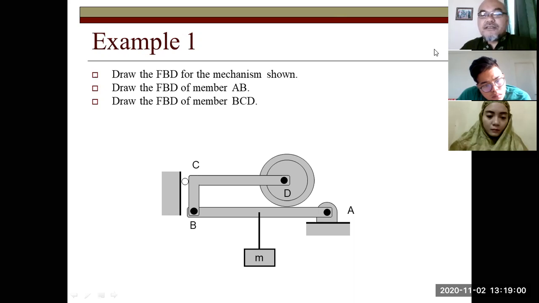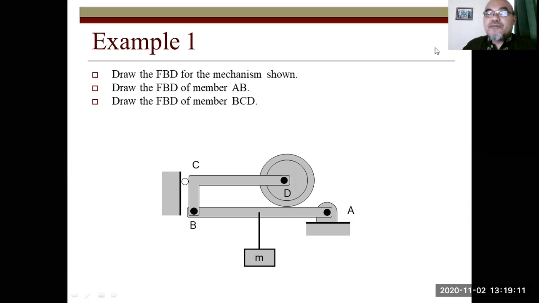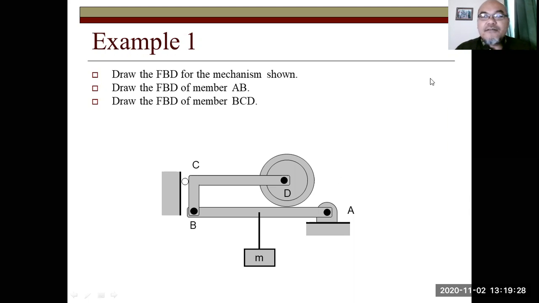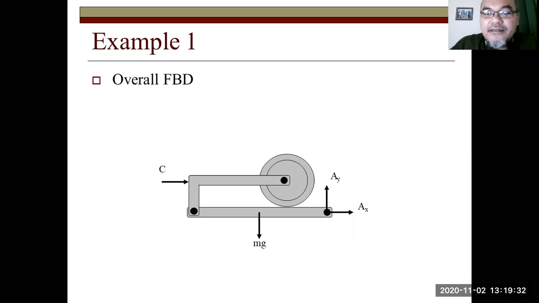So what should we do? For example, there is a question: determine the reaction force at C, determine the reaction force at A. How to calculate them? What we need to do is first draw the free body diagram for the mechanism shown here. Afterwards, we can draw the free body diagram of each member of the structure. In this case, either member AB and then member BCD. First, we draw the free body diagram of the whole structure ABCD, right?